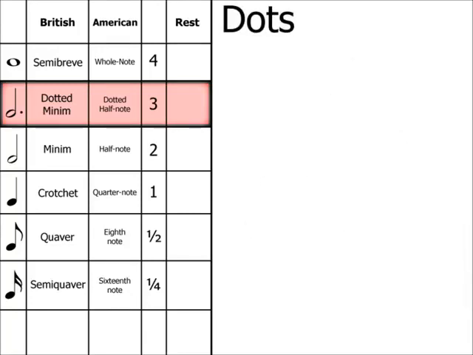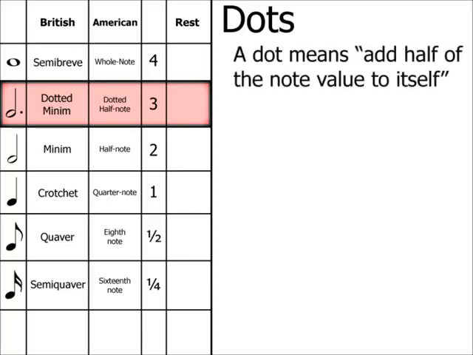Let me explain. When a dot is on the right-hand side of a note, it means add half of the note value to itself. This sounds complicated, but it is fairly straightforward. This note, without the dot, is a minim and worth 2.